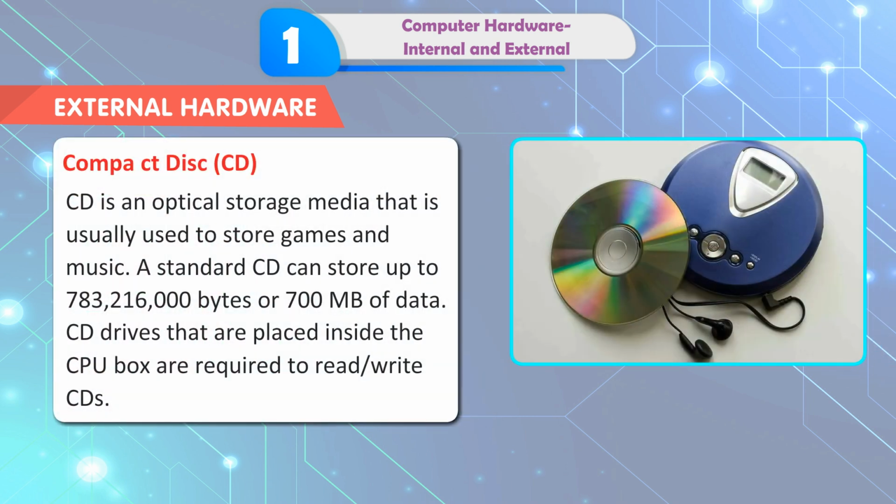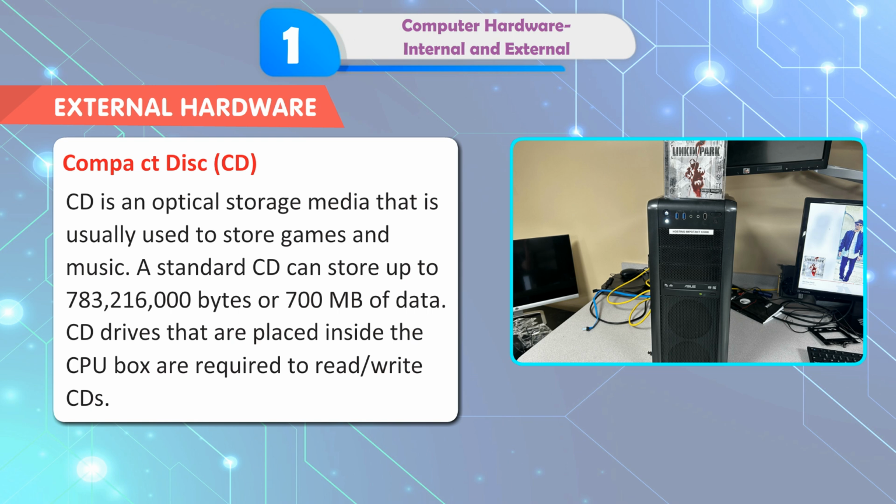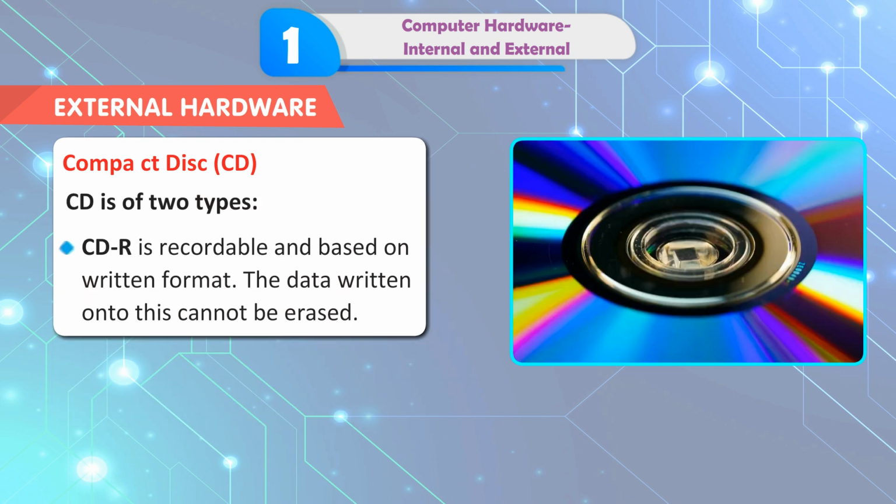Compact disc (CD). CD is an optical storage media that is usually used to store games and music. A standard CD can store up to 783,216,000 bytes or 700 MB of data. CD drives that are placed inside the CPU box are required to read and write CDs. CD is of two types.